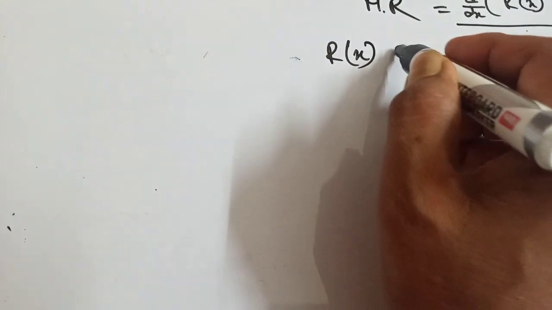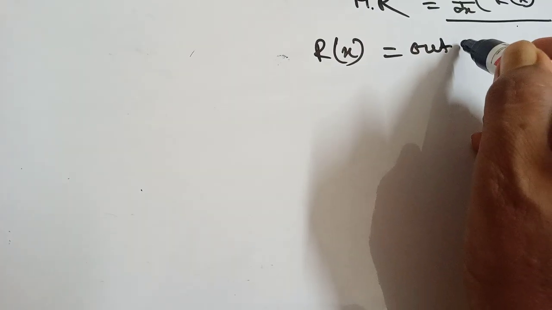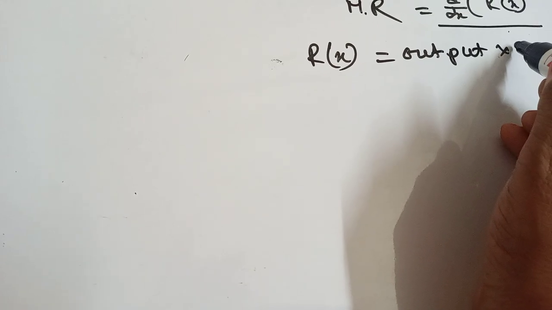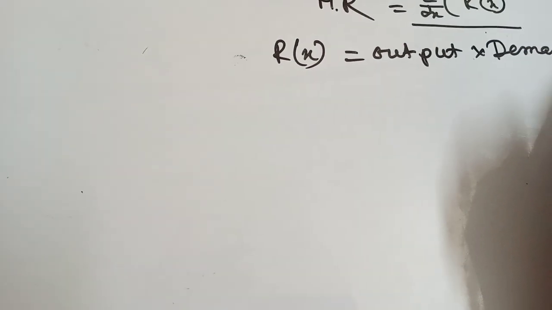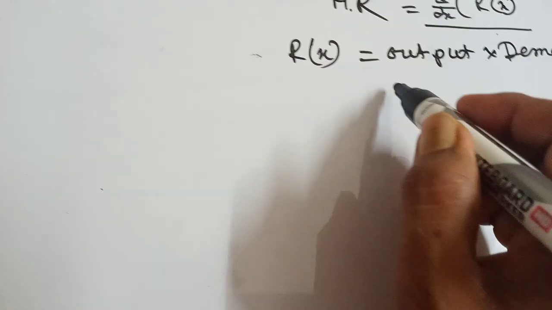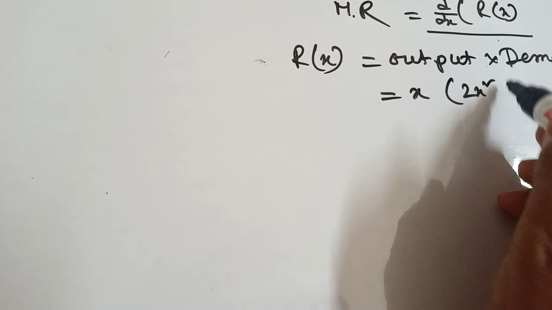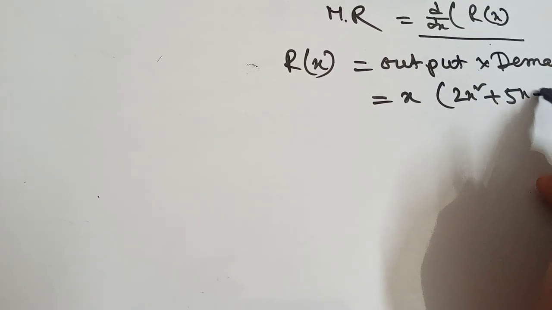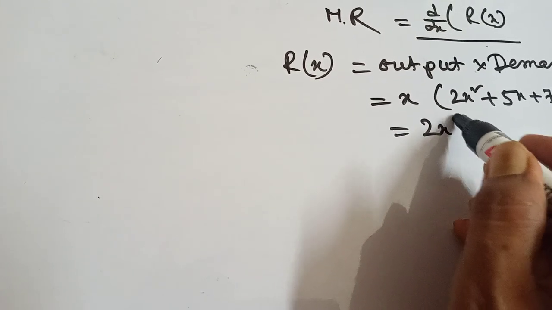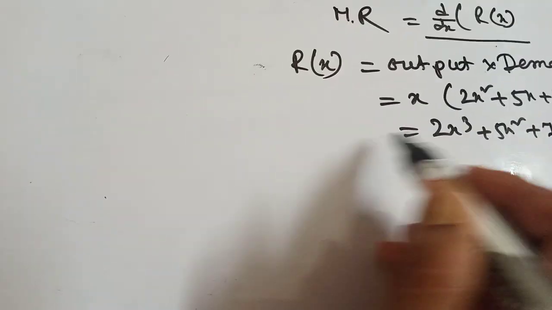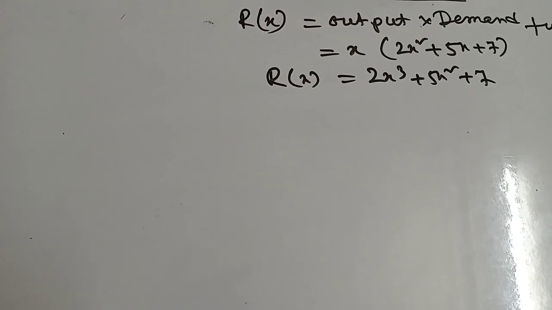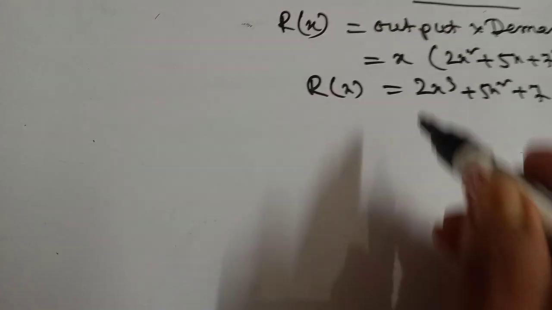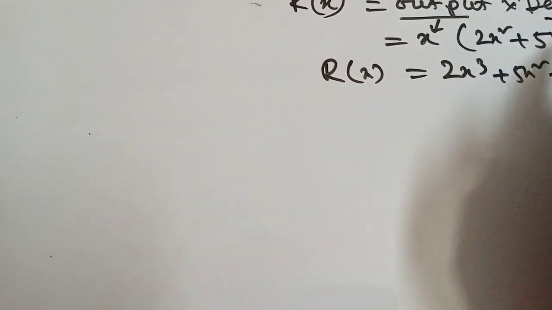Now Rx equal to output into demand function. Demand function. Output is x, and this is say 2x square plus 5x plus 7, and it will be 2x cube plus 5x square plus 7x. This is Rx. Rx also can be SP. Output is equal to x and demand function, this one.